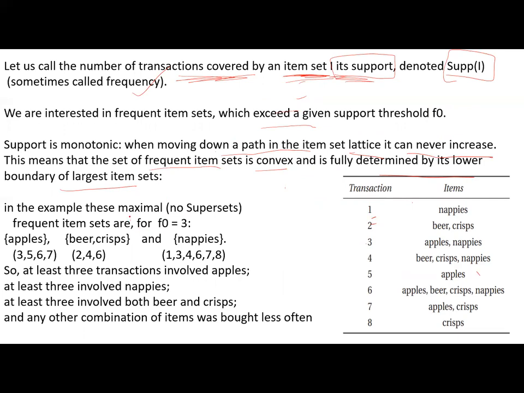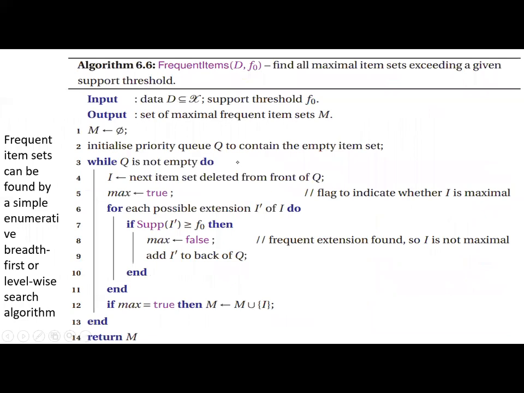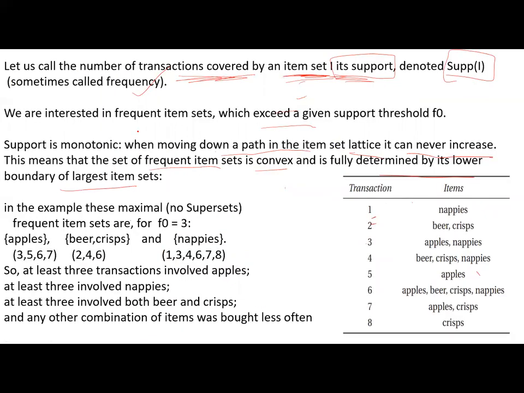In the example, these maximal, no supersets, frequent item sets are, say for example, F0 is 3. That is, the threshold is 3 for this. Suppose you take apples. Now, what are the things we have to take? See, no supersets, right, my dear friends? First, you take nappies. Because nappies, do you have 3? More than 3. We should have at least 3.